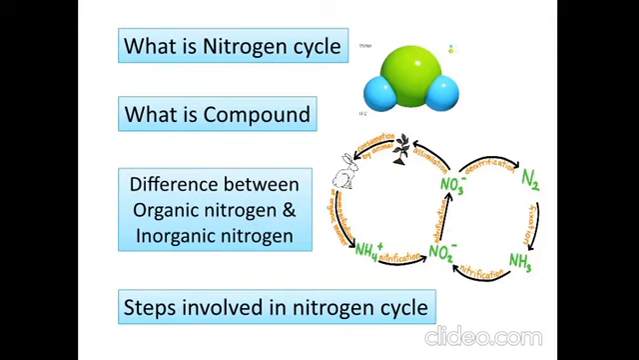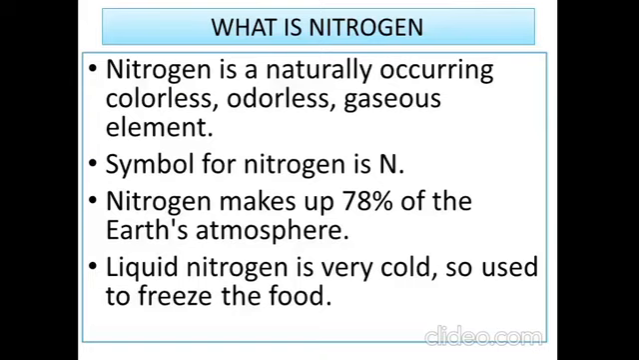What is nitrogen? Nitrogen is a naturally occurring colorless, odorless, means does not have any smell, gaseous element. Symbol for nitrogen is N. Nitrogen makes up 78% of Earth's atmosphere. Liquid nitrogen is very cold, so used to freeze the food.